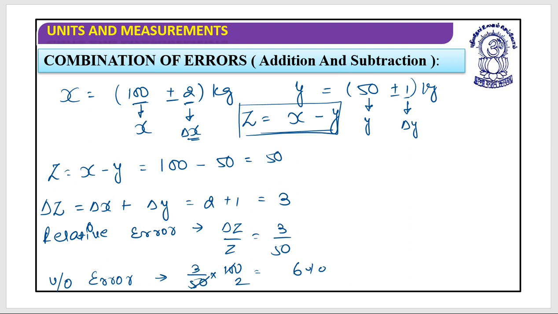So in this class, we have discussed accuracy and precision, then switched to errors and discussed the various types of errors: systematic errors, random errors, and least count errors. Then we moved to the combination of errors, and up till now we have covered addition and subtraction. I hope these things are clear. Do more questions for practice, as practicing a number of questions will give you confidence to solve them. So please do it.